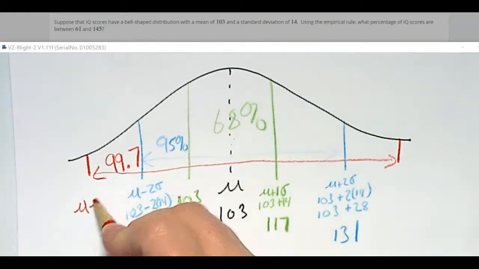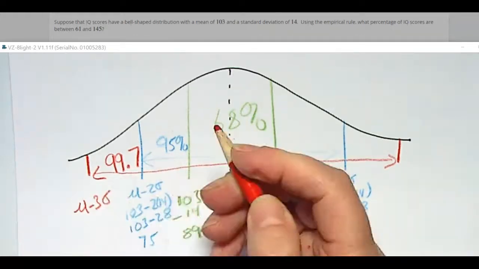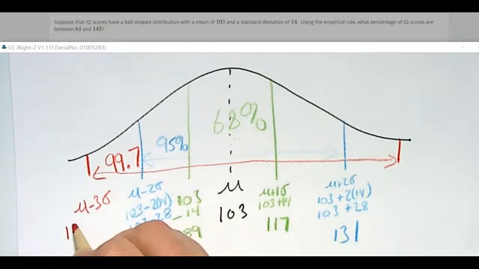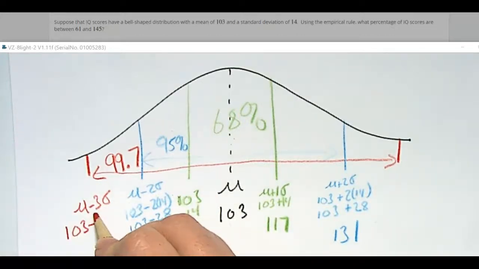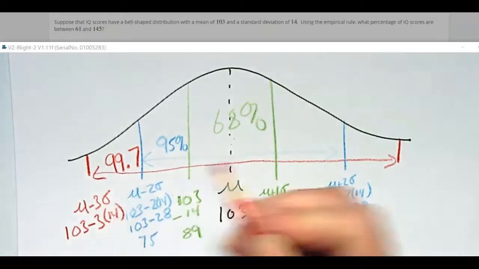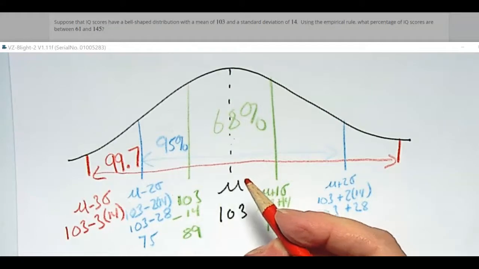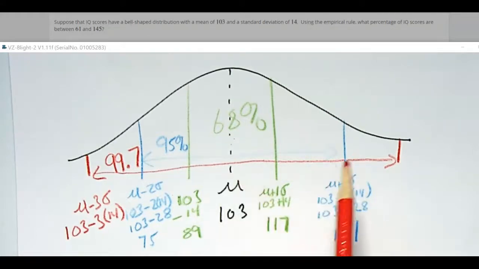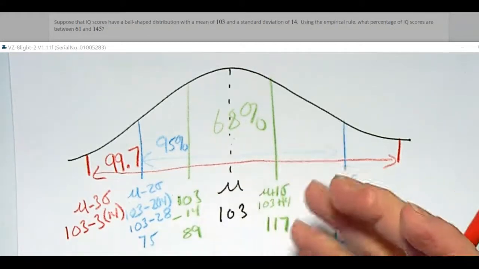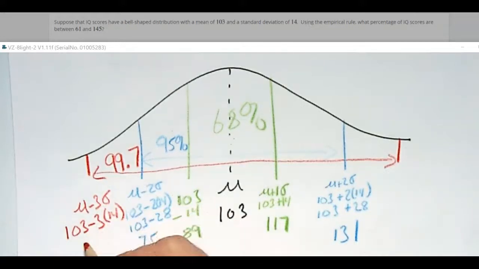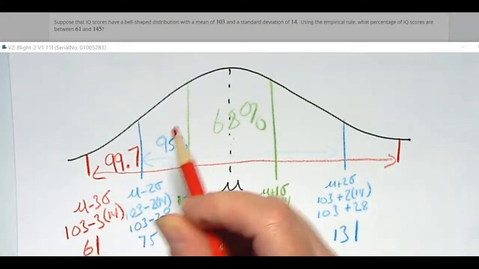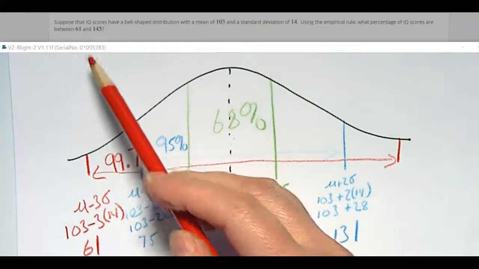So mu minus 3 standard deviations is 103 minus 3 times 14, which I don't even want to think about. I'm just going to take 14 away from this. 75 minus 14 is 75 minus 10 is 65 minus 4 is 61. So that's a 61, which is what the lower bound was that they were asking for in the problem up there.